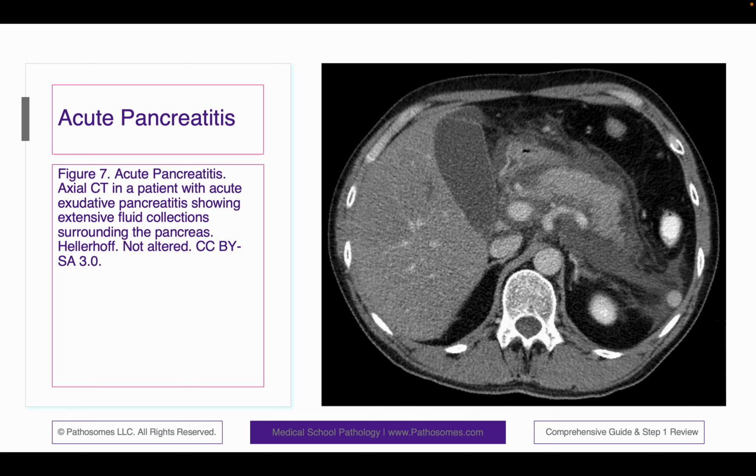And here we have a cartoon showcasing a still shot of a pancreas showing acute pancreatitis, likely caused by this blockade here.